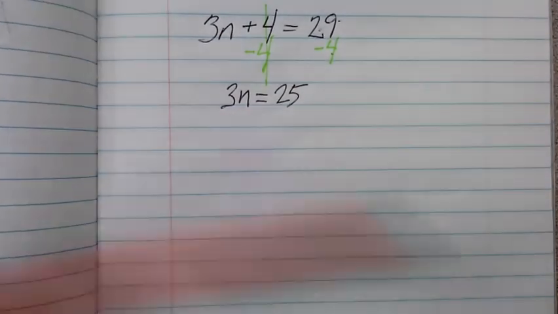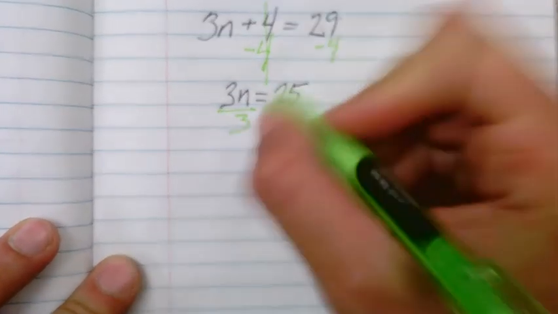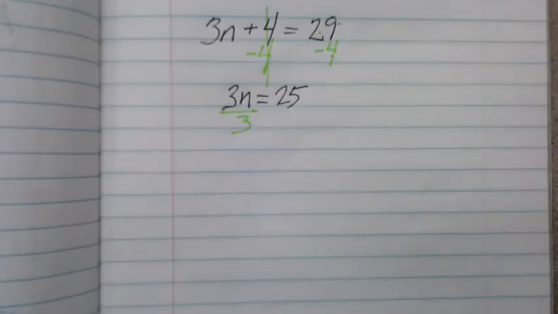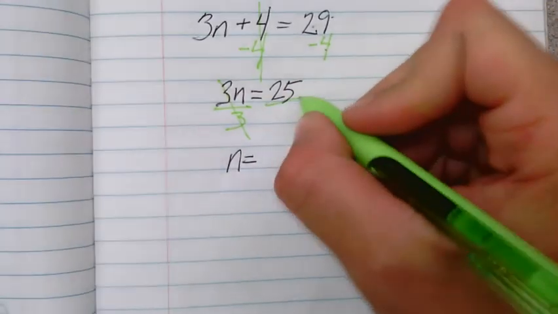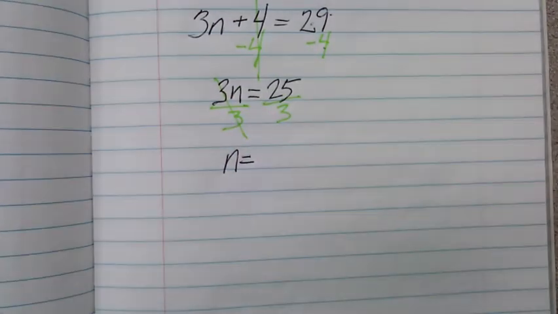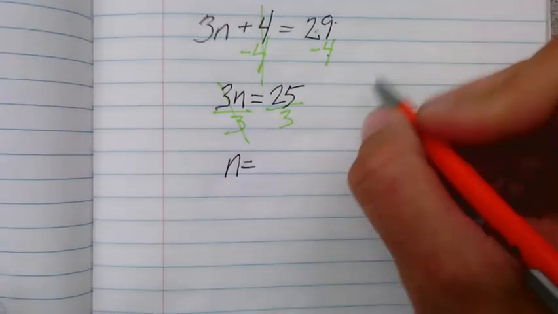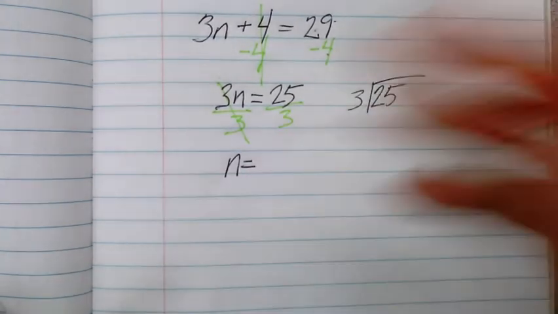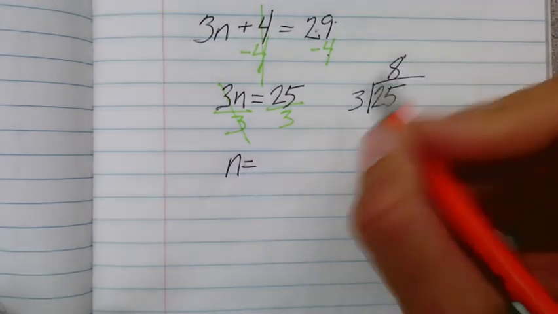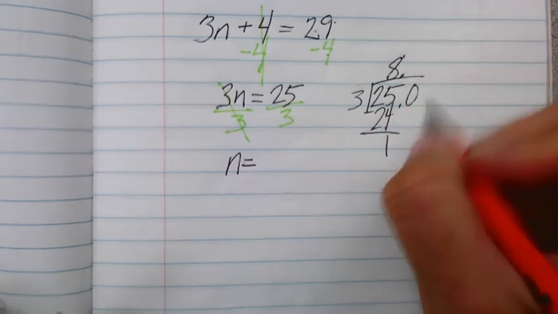So now I have 3 times n equals 25, and I want to divide by 3. This would become 1, so we don't write that, so that will cancel out, ultimately having n by itself. And we divide this side by 3 because we did that over here. Do the same to both sides of the equal sign. And I don't know this one off the top of my head. 25 divided by 3. I know it should be something like 8 point something. 8 times 3 is 24. I get 1. I'm adding decimal 0.